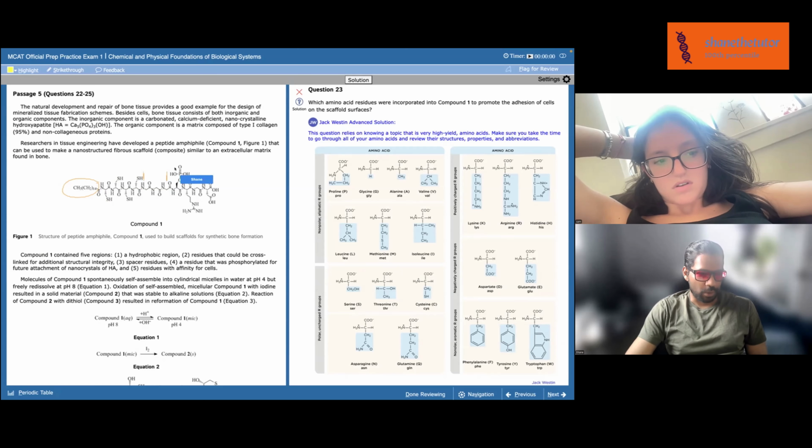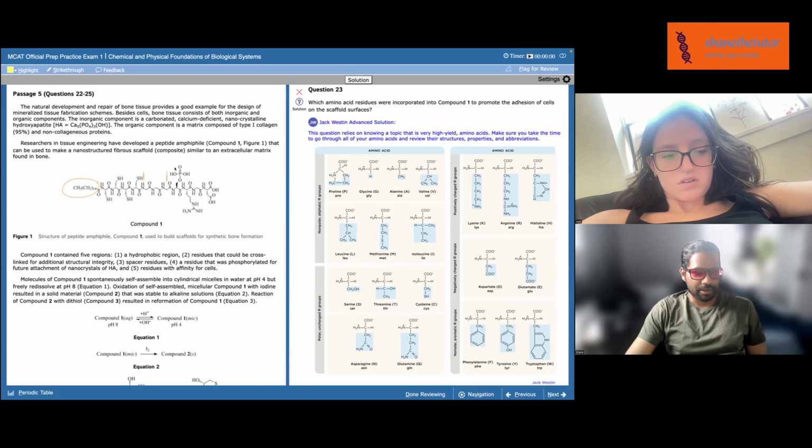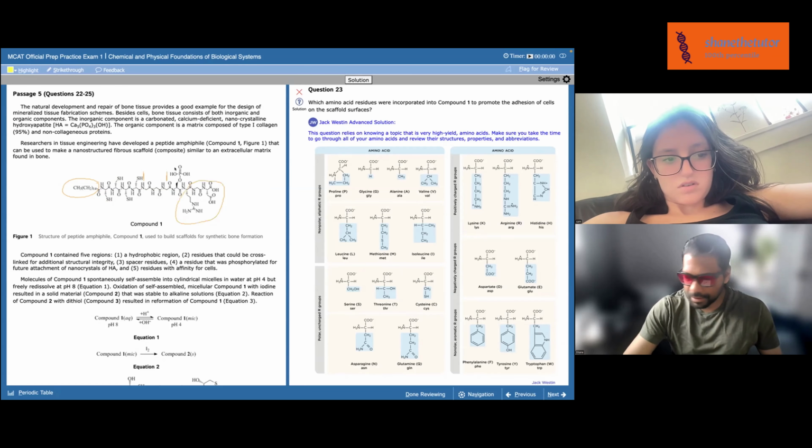And then we have our phosphorylatable residue. And then we have residues with affinity for cells, which can be pretty much these, because these are, I mean, hold on.